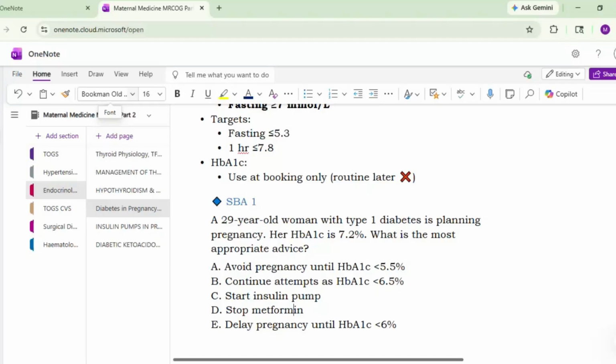So, since A1C is 7.2, she is diabetic, so she should start the insulin. C should be the answer. Delay pregnancy until less than 6. Actually, it is 6.5 here. It should be the nearest option, 6.5. E. Okay.